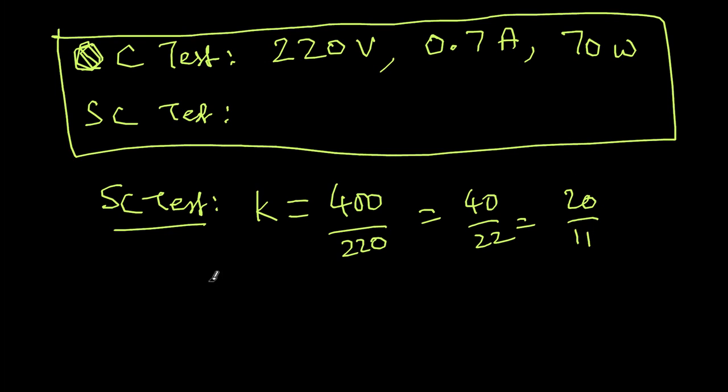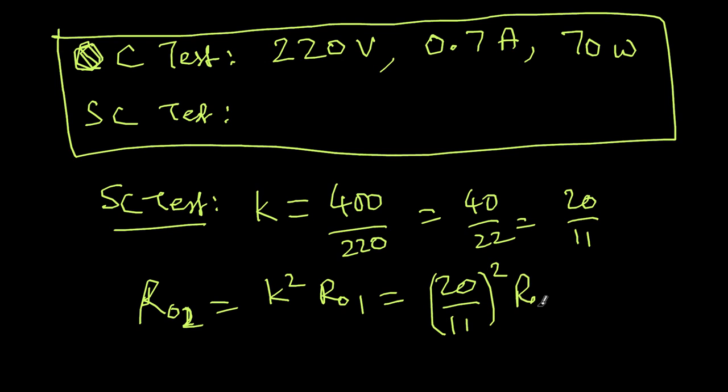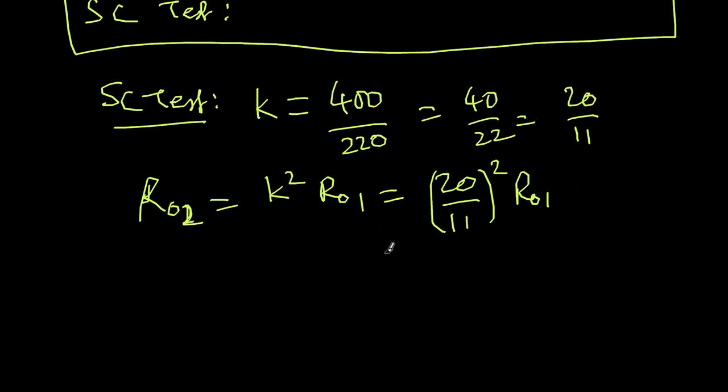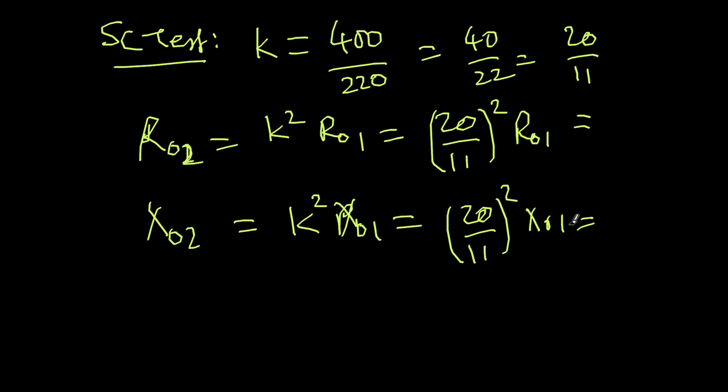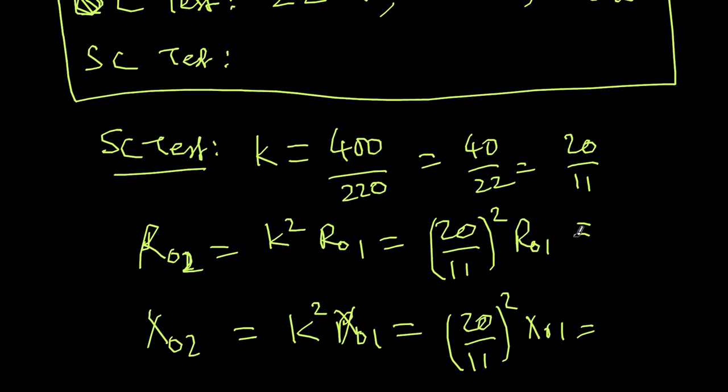Then R01 transferred to the secondary side: R02 will be K square into R01, that is 20 by 11 square into R01. Similarly, X02 will be K square into X01, so 20 by 11 square into X01. So I'll be getting these two values. Once I have these two values, I can calculate the expected results of the short circuit test.